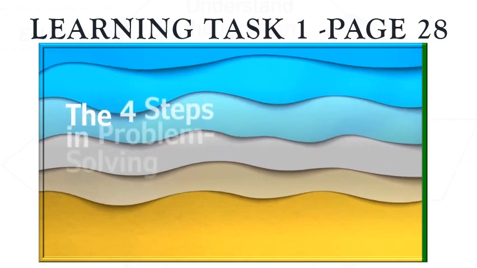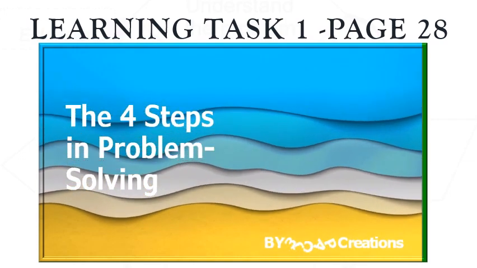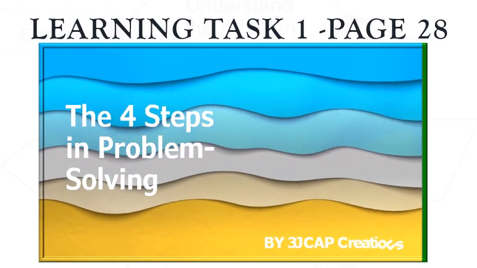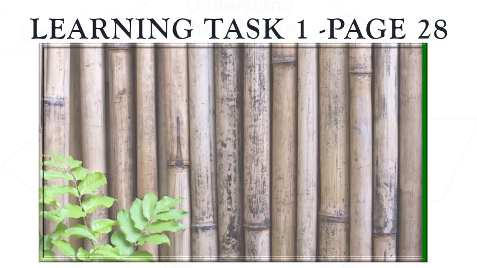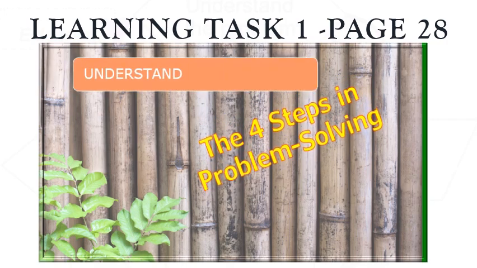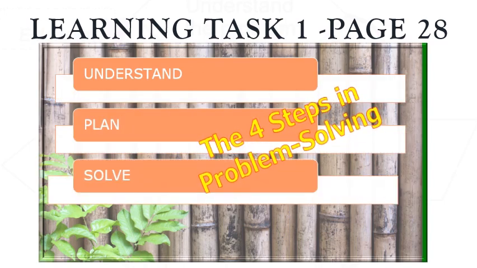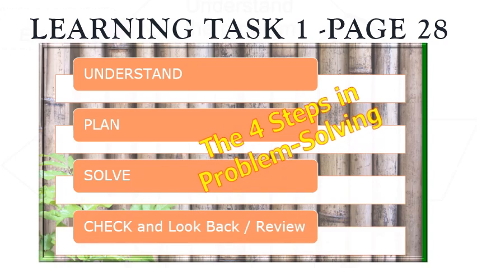The 4 Steps in Problem Solving. By 3J Cap Creations. Understand the word problem. Plan on how to solve it. Solve the word problem. Check and review your answer.